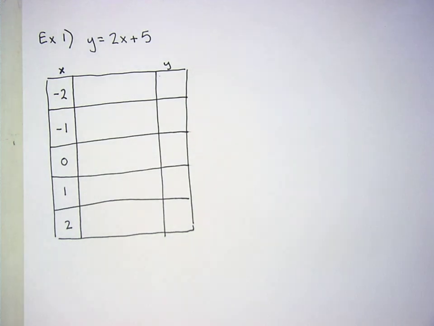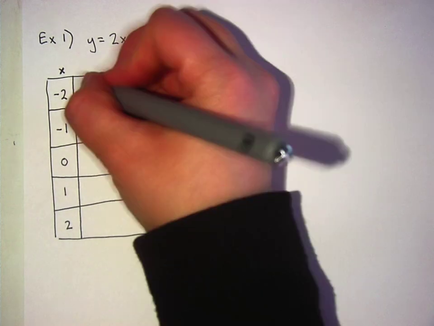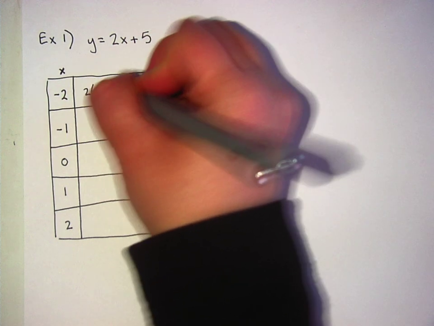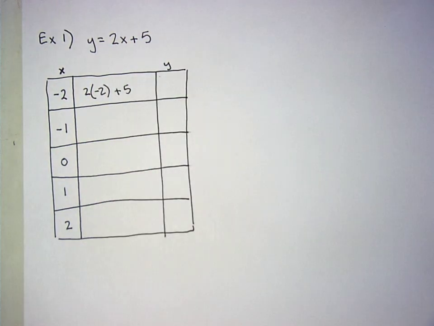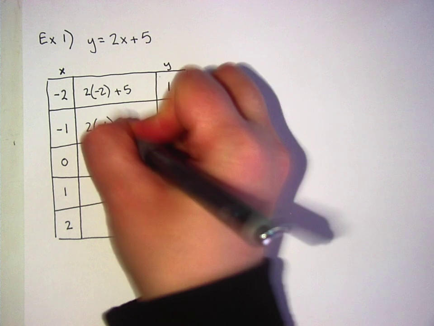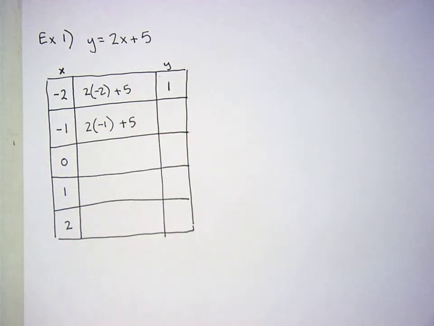Go ahead, Kelly. Right, so this would be 2 times -2 plus 5, so the middle is where my work goes. 2 times -2 is -4, and -4 plus 5 is +1. Okay, what should I do for the next one? So 2 times -1 plus 5, which is -2 plus 5, which is 3.